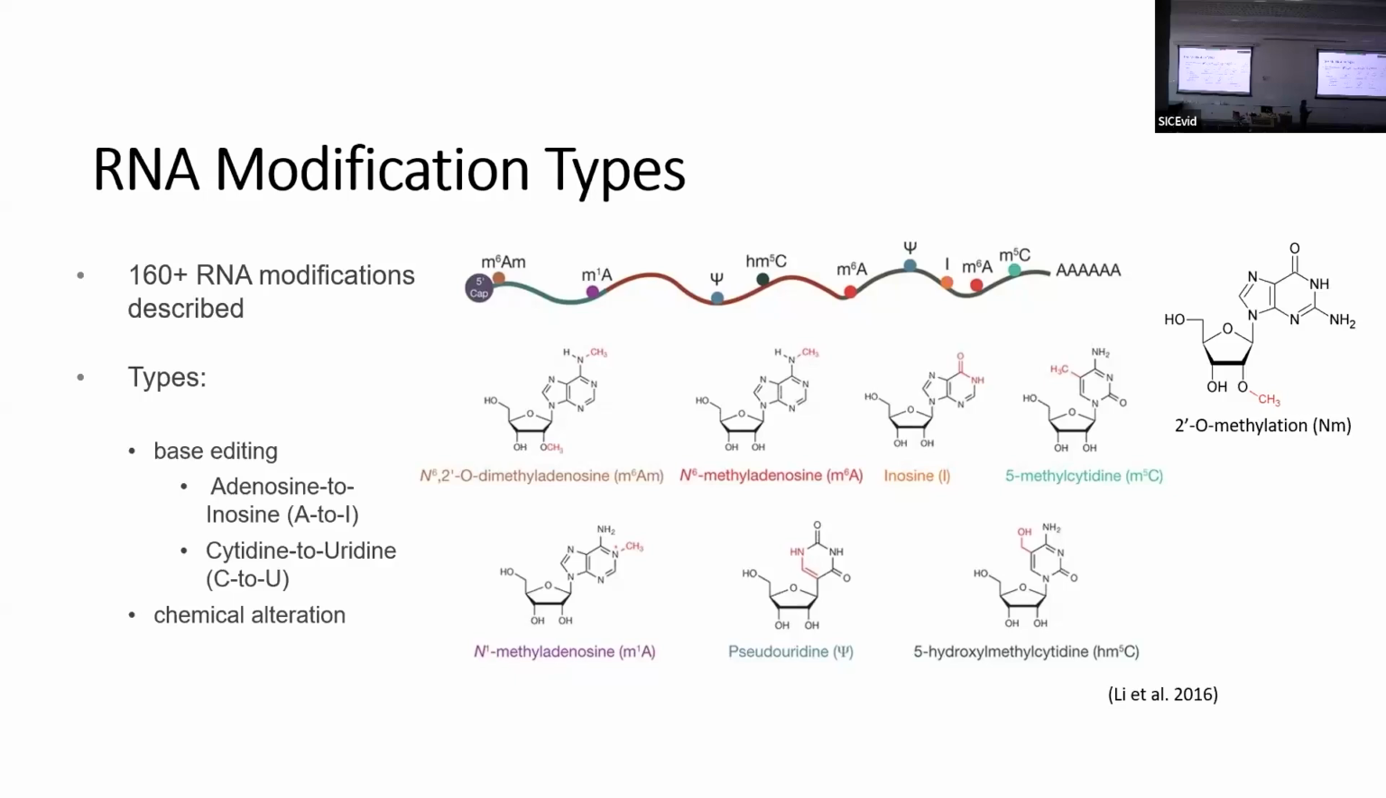Now, the other component that has been exciting in the field is that some of these modifications can result in a complete base change. For instance, adenosine to inosine is a complete base flipping modification. A cytosine to uridine is a complete base flipping modification. But the majority of the modifications are simple alterations, just a methyl group, a double bond change, a hydroxyl group, or the backbone of the RNA gets attached with a methyl or acetyl or some other group.